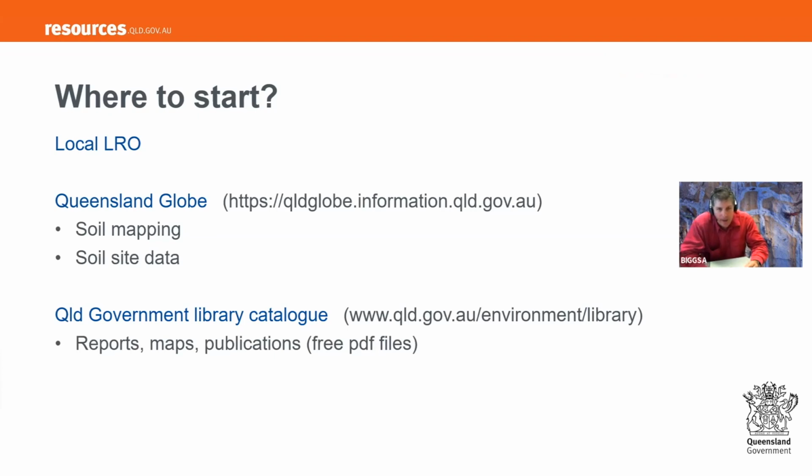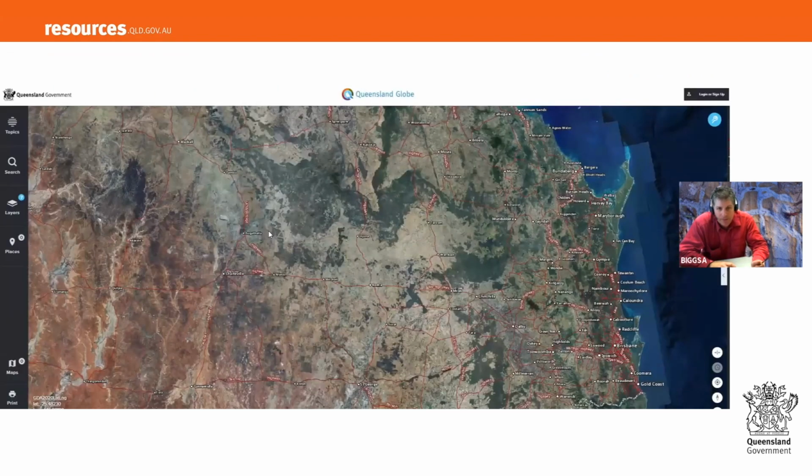The Queensland Government Library Catalogue hosts all of our PDF files of reports, maps, all that sort of stuff. You can go to that, search for a publication and find it easy enough, download it. So there, for example, is what you get when you open the Queensland Globe. It's like most web GIS platforms. You go and turn some layers on, you can zoom around, all that sort of stuff.